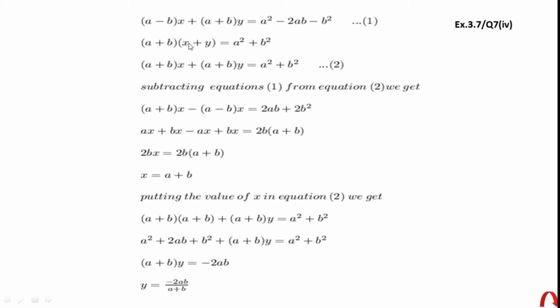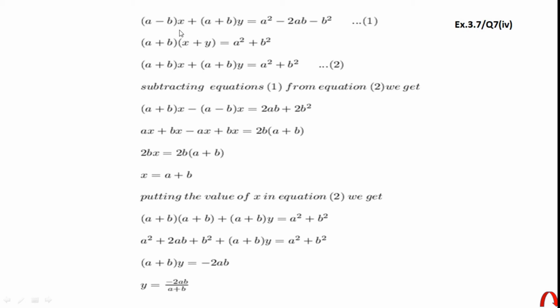So the first thing that we need to do here is that we split this, but not fully. So we keep the coefficient together as a plus b and multiply with x. Write it like this. Keep the coefficient together as a plus b, multiply with y and keep it like this. Right hand side stays the same.